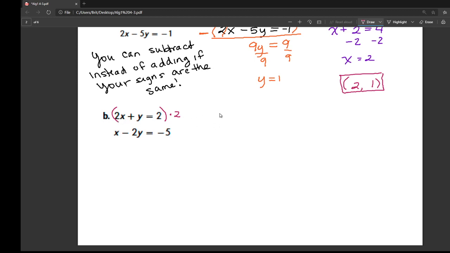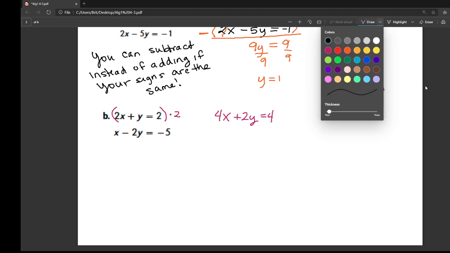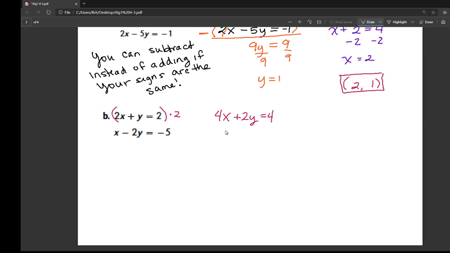So 2x times 2 is 4x. y times 2 is 2y. And 2 times 2 is 4. So there's my equivalent expression there at the top. And that second equation is staying the same. I'm not changing it at all. So I have x minus 2y equals negative 5.